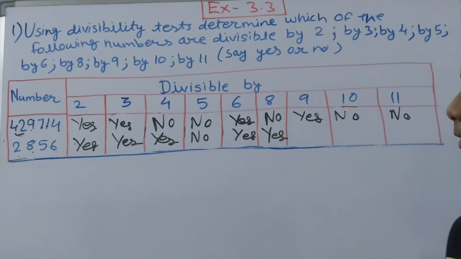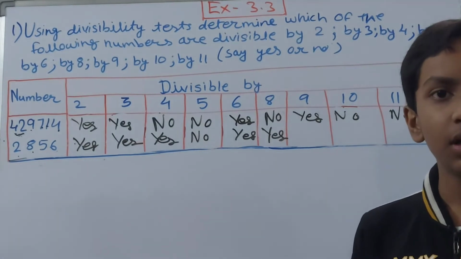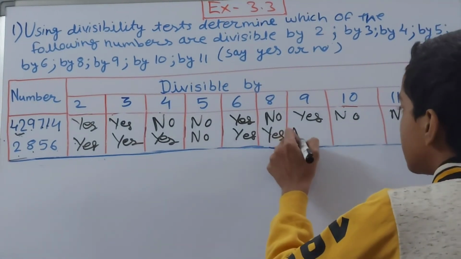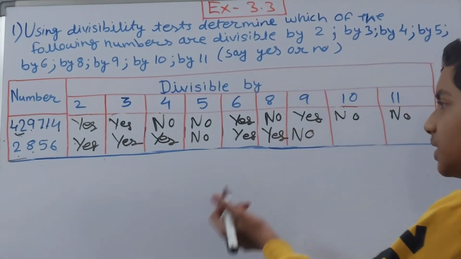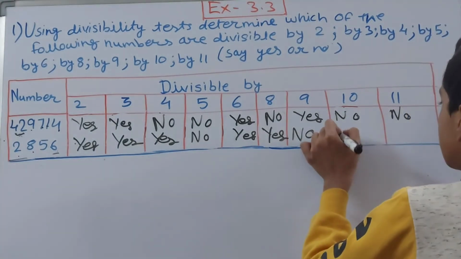Now we will see for 9. 2 plus 8 plus 5 plus 6 is 21. 21 is not a multiple of 9. So this number is also not divisible by 9. For 10 again, see the digit at one's place should be 0, which it is not. 6 is here, so put a no.